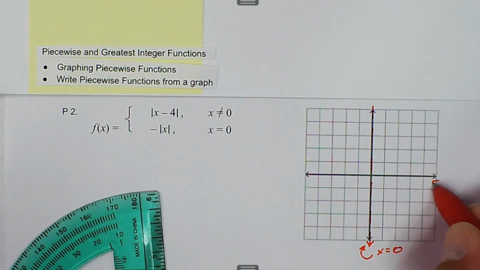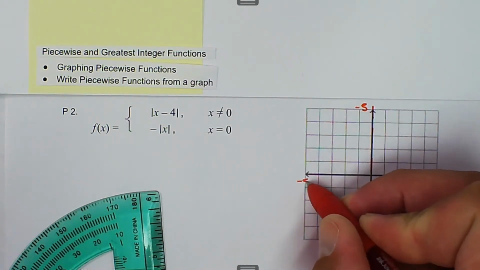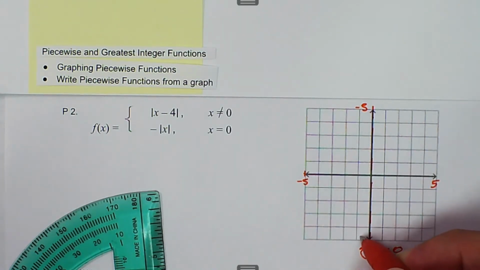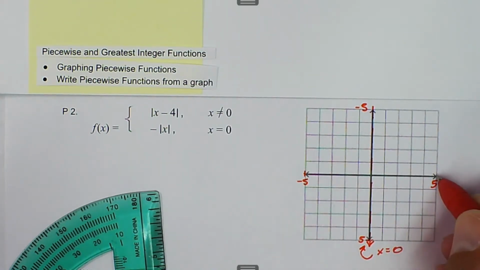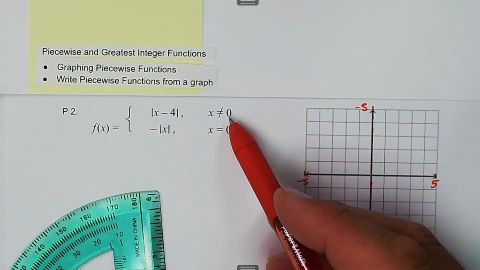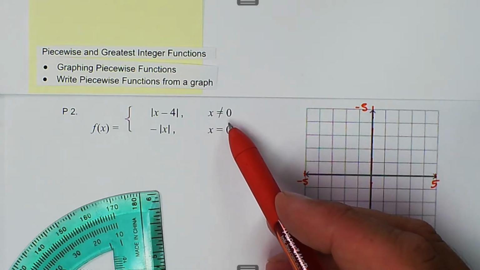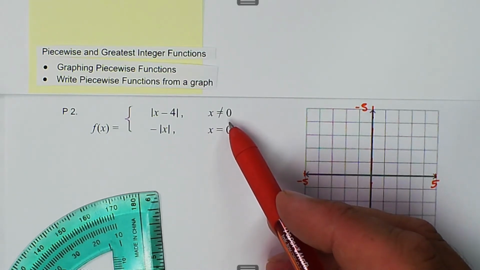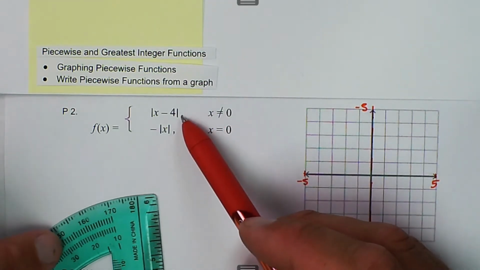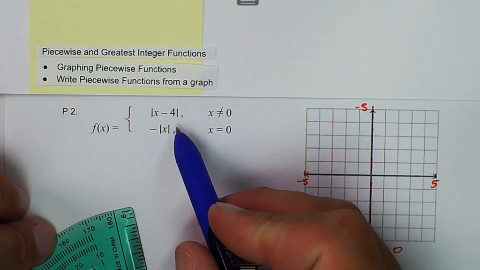And we want to put our graph in here. So we got 5, -5, -5, and 5. And so this one says everywhere except x equals 0. And so when I graph this one, because it's an absolute value function, I'm going to graph it using the vertex and the slope.